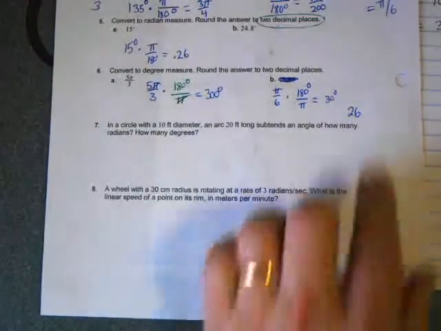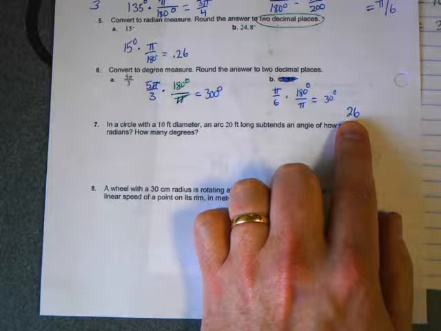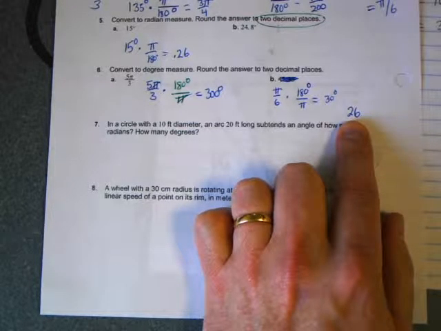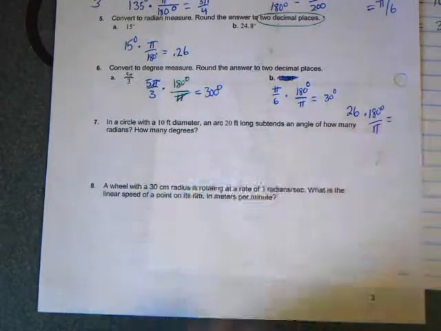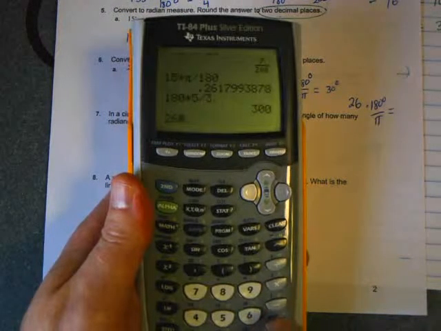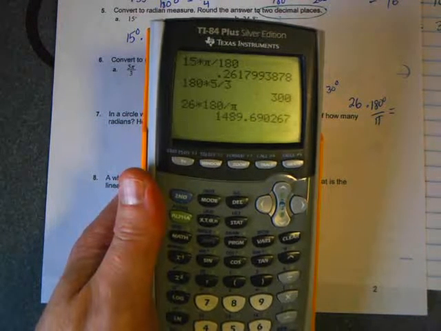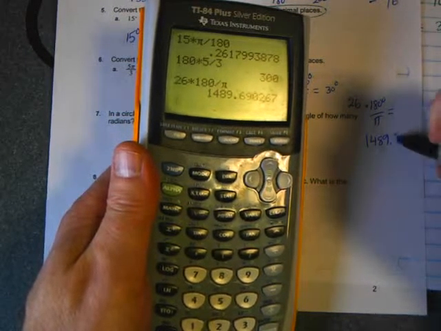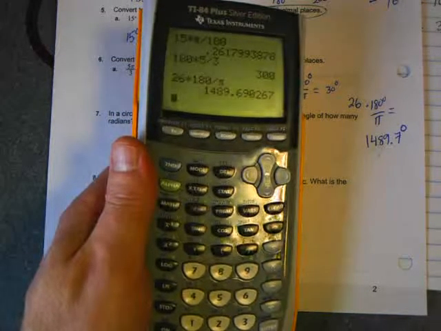So what if I gave you 26 radians and asked you to convert that to degrees? You multiply by 180 over pi. So you would grab your calculator, you would do 26 times 180 divided by pi, and I guess that's 1,489.7 degrees. Big angle, 26 radians. Questions on that?